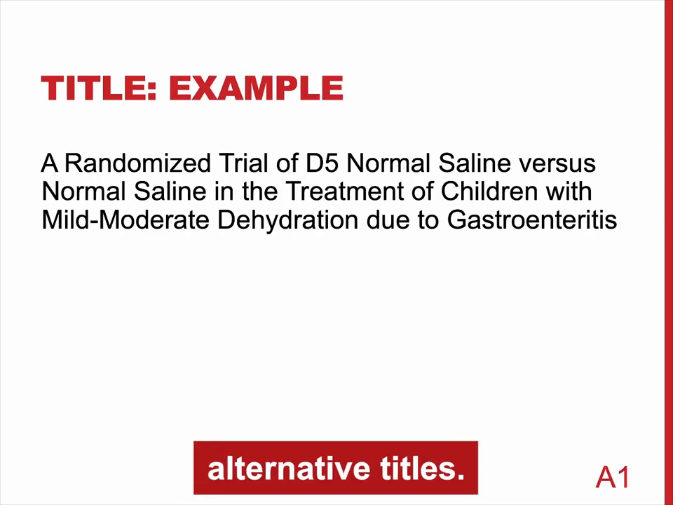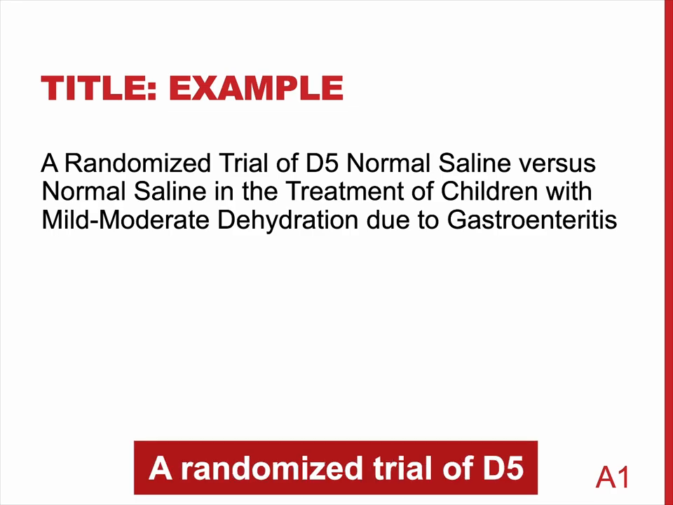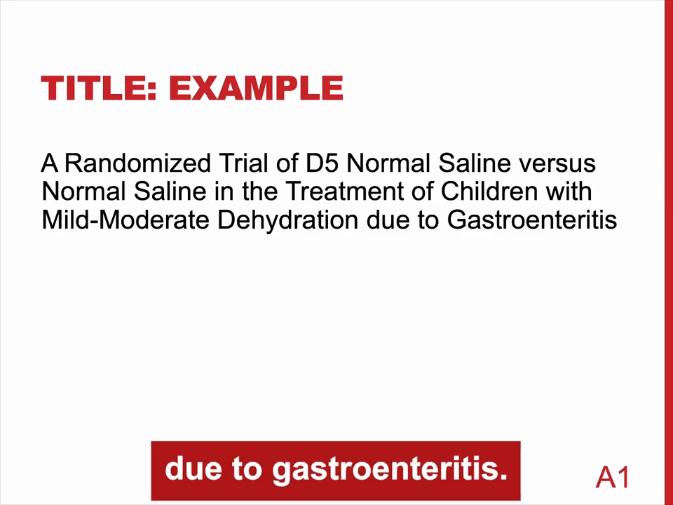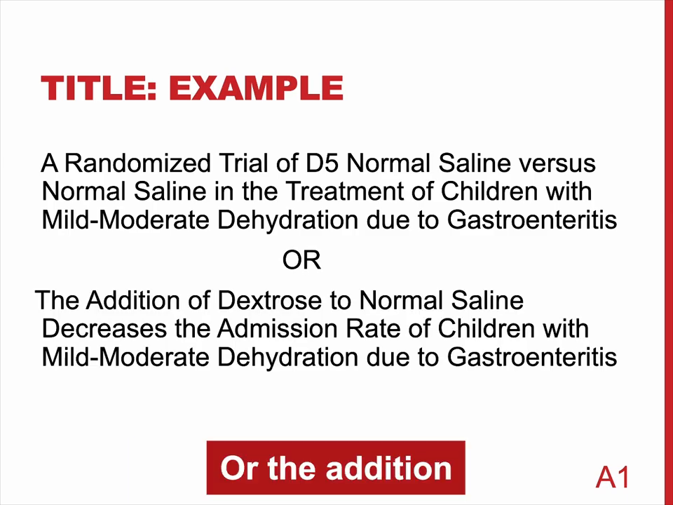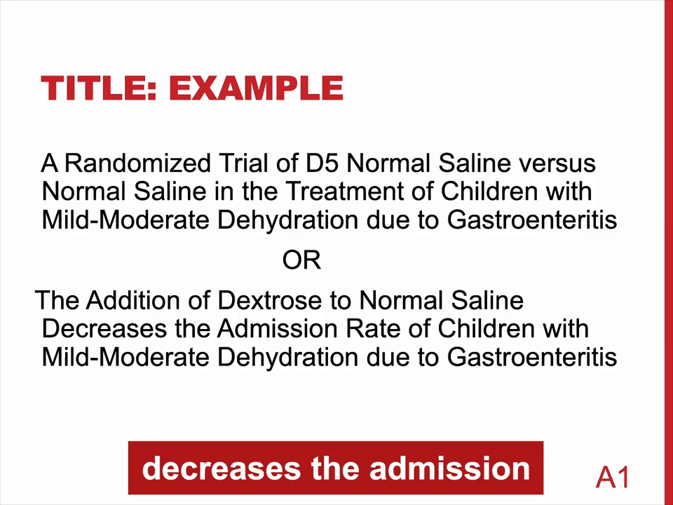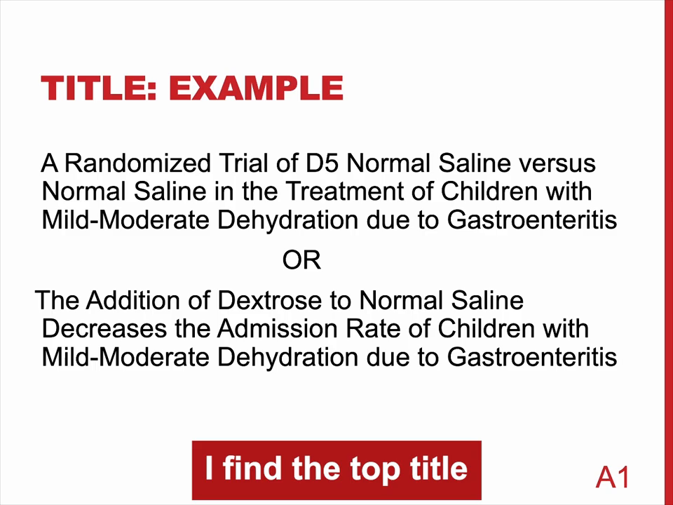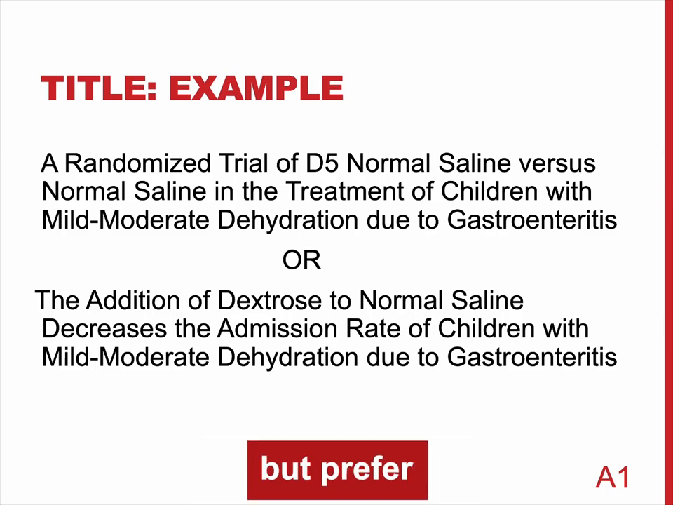Here are two alternative titles: a randomized trial of D5 normal saline versus normal saline in the treatment of children with mild to moderate dehydration due to gastroenteritis. Or, the addition of dextrose to normal saline decreases the admission rate of children with mild to moderate dehydration due to gastroenteritis. In general, I find the top title to be the most common format, but prefer the bottom one that describes the results of the study.